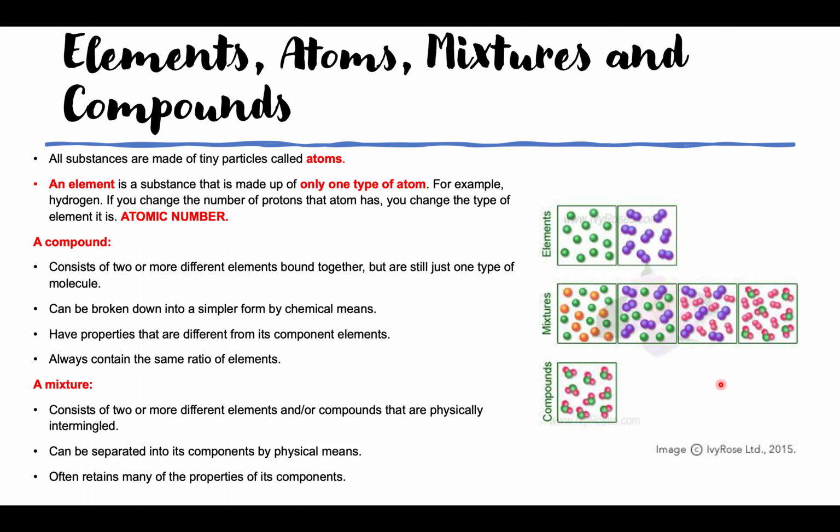So here's a very useful diagram on the right of your screen that can assist you in differentiating between what it is. So you can see elements are there, then mixtures. So you can see that the mixture is composed of a compound and an element, but ultimately because they are there and they're physically intermingled, it classes as a mixture. So this is a pretty useful diagram to use.